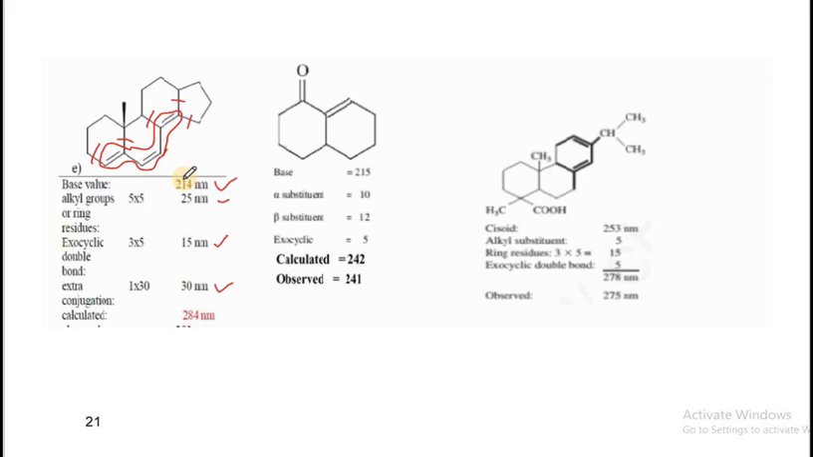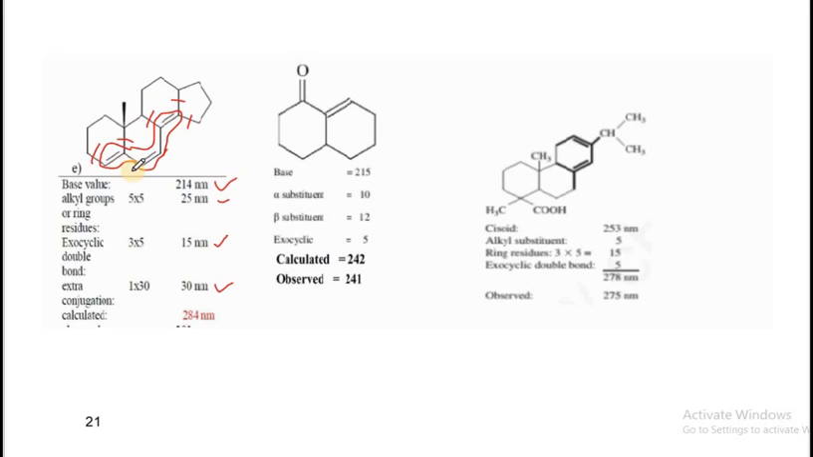And now there are the exocyclic double bonds. This one is an exocyclic double bond. This double bond is exocyclic to this ring and also to this ring. So this double bond is exocyclic to two rings, 1 and 2. Then this double bond is exocyclic to this. So there are 3 exocyclic double bonds. These are equivalent to 2, and this is 1. So for 3 exocyclic double bonds we have to add 3 into 5, that is 15 nanometer.